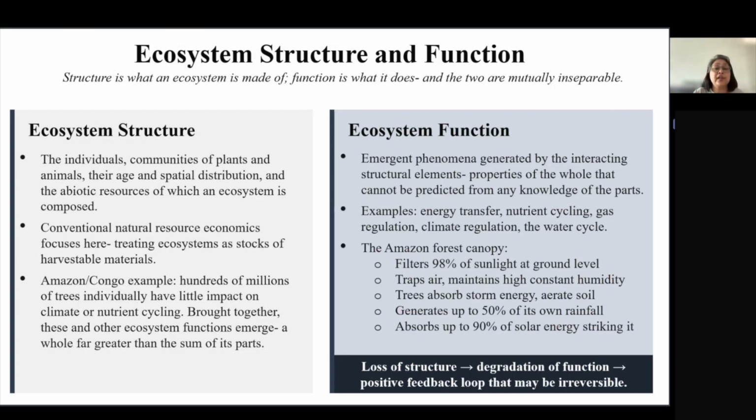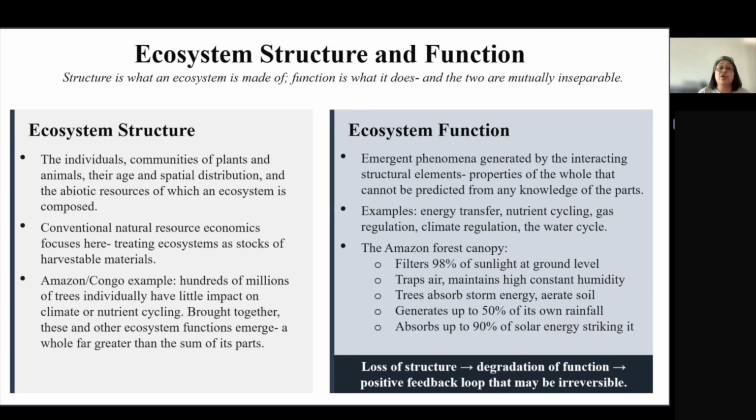Daly and Farley offer a very interesting illustration of this. Consider the Amazon or the Congo basin. Each individual tree taken alone has very little impact on climate or nutrient cycle. But if you bring hundreds of millions of them together in an interacting system, something very different emerges, something far greater than the sum of its parts. For example, the Amazon forest canopy filters 98% of sunlight at ground level. It traps air, maintains constant, high humidity.